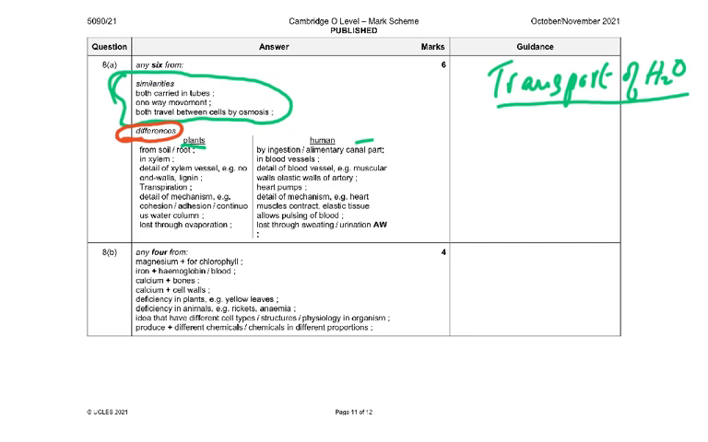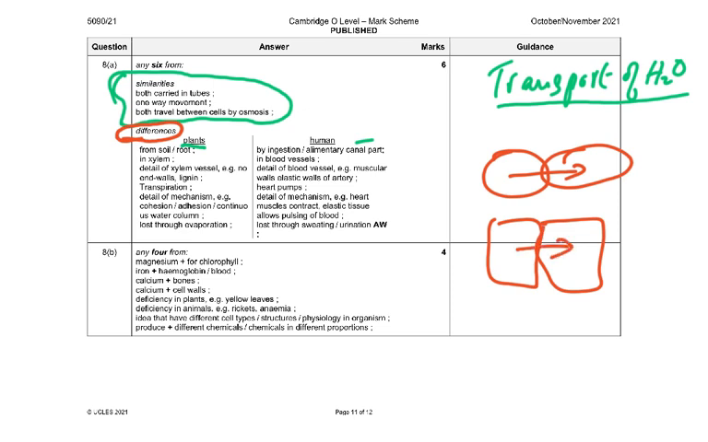So water travels from cell to cell by osmosis, whether it's a human being or a plant. If it's a human cell, cell A to cell B is by osmosis. If it is a plant cell, cell A to cell B is by osmosis. So both travel by osmosis. So the similarities are that both are carried in tubes in a one-way movement, and both travel between cells by osmosis. Please remember, between cells by osmosis.